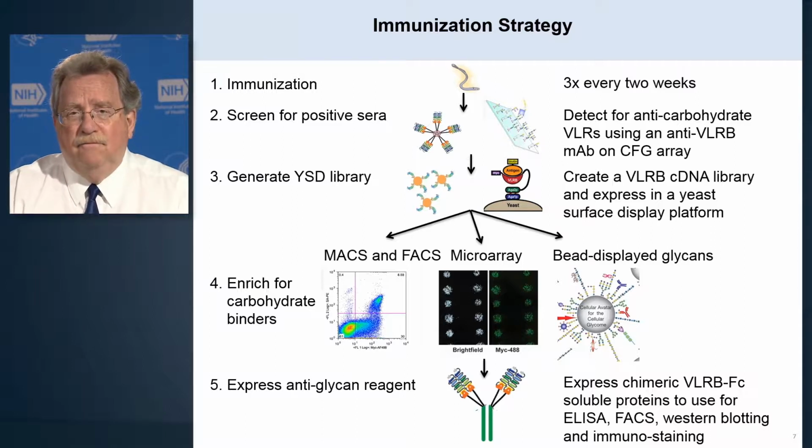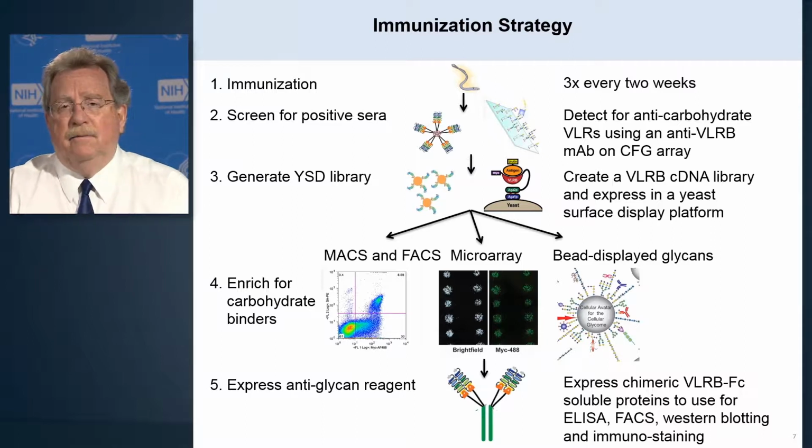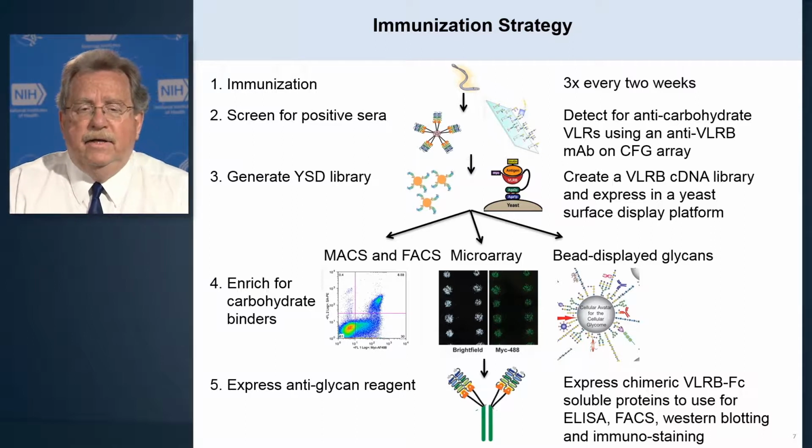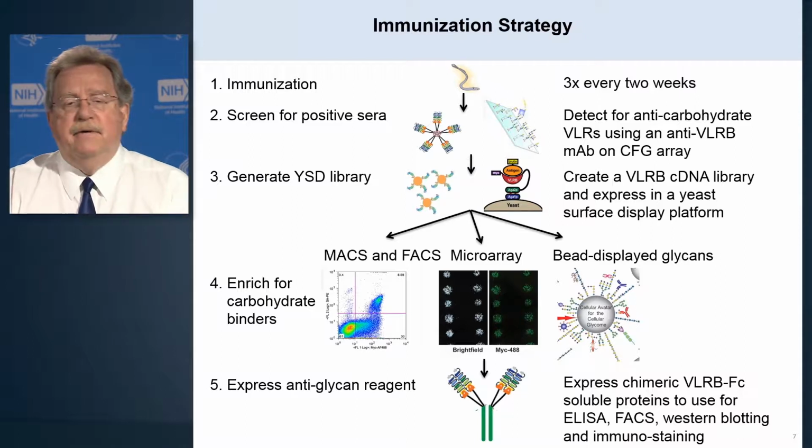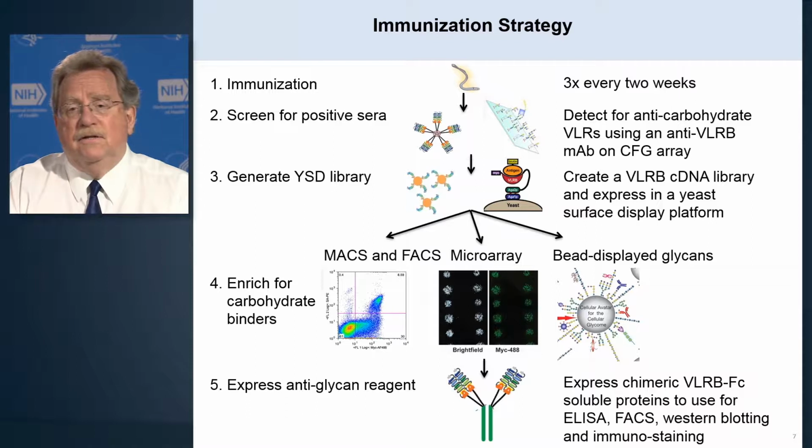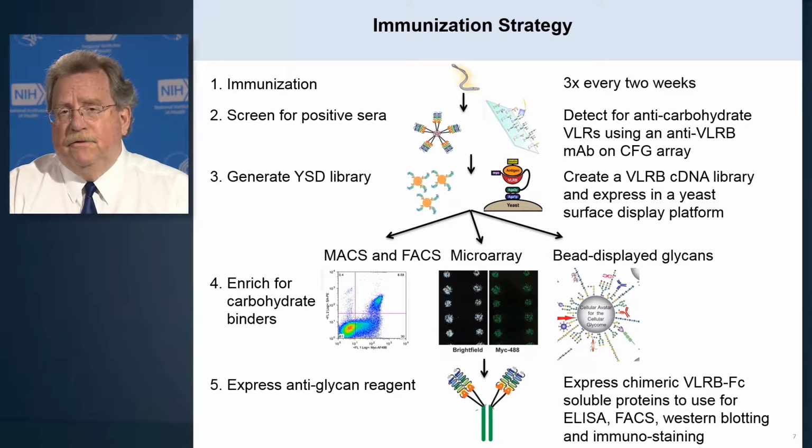Now, once we make those antibodies and the lamprey is positive, as I said, we then take all the B cells, the lymphocytes out of that lamprey, and make a yeast surface display library called the YSD that I talked about on the last slide. Then we can screen this library for the binding to antigens. We can use flow cytometry, fluorescence activated cell sorting. We can use many other displays of carbohydrates on beads, and we can enrich for the yeast that bind to the antigens.